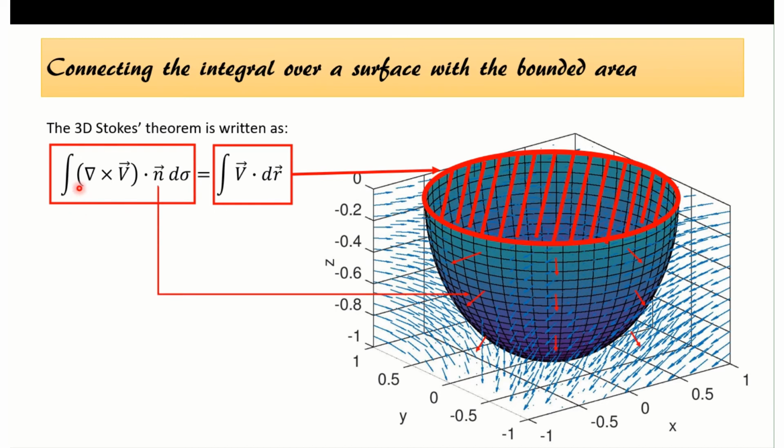So on the left hand side, you have a curl of the vector, and this you dot with n. So this n is the unit vector that is normal to the surface. So as you go from one point in the hemisphere to another point, the unit vector that is normal to the surface is going to change in direction, right?